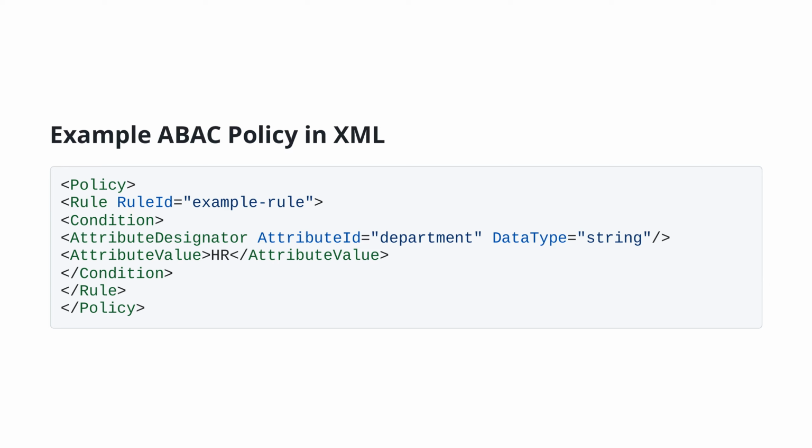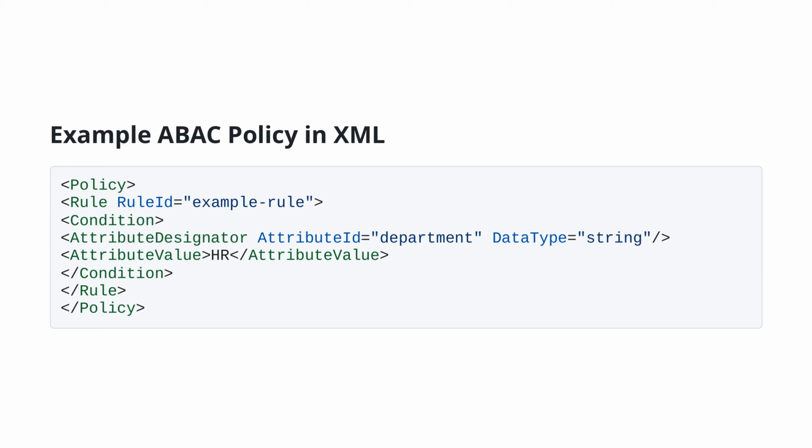This XML document outlines a rule within a policy where access conditions are specified using user attributes. In this specific example, the rule is identified by the ID example rule. The critical part of the rule is the condition that evaluates the user's department attribute. The policy states that users whose department attribute has the value HR are allowed access.